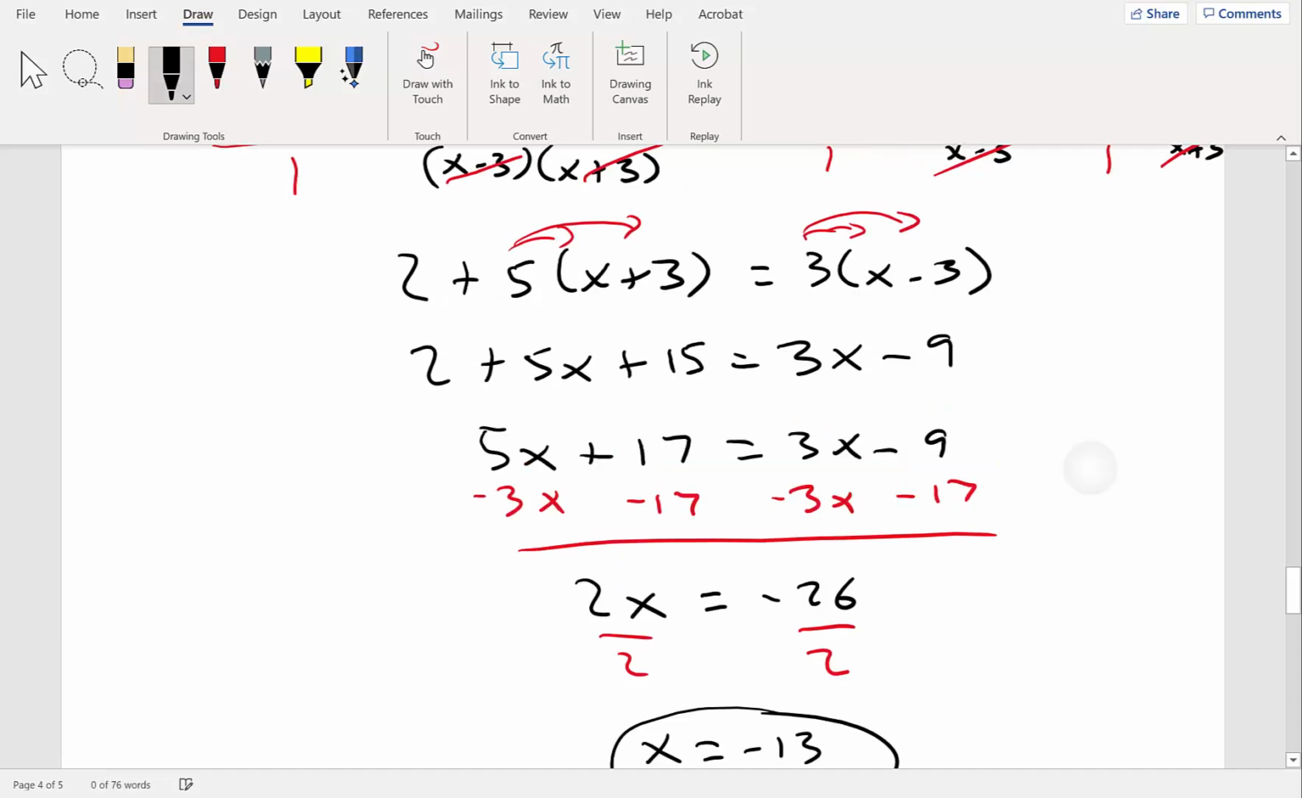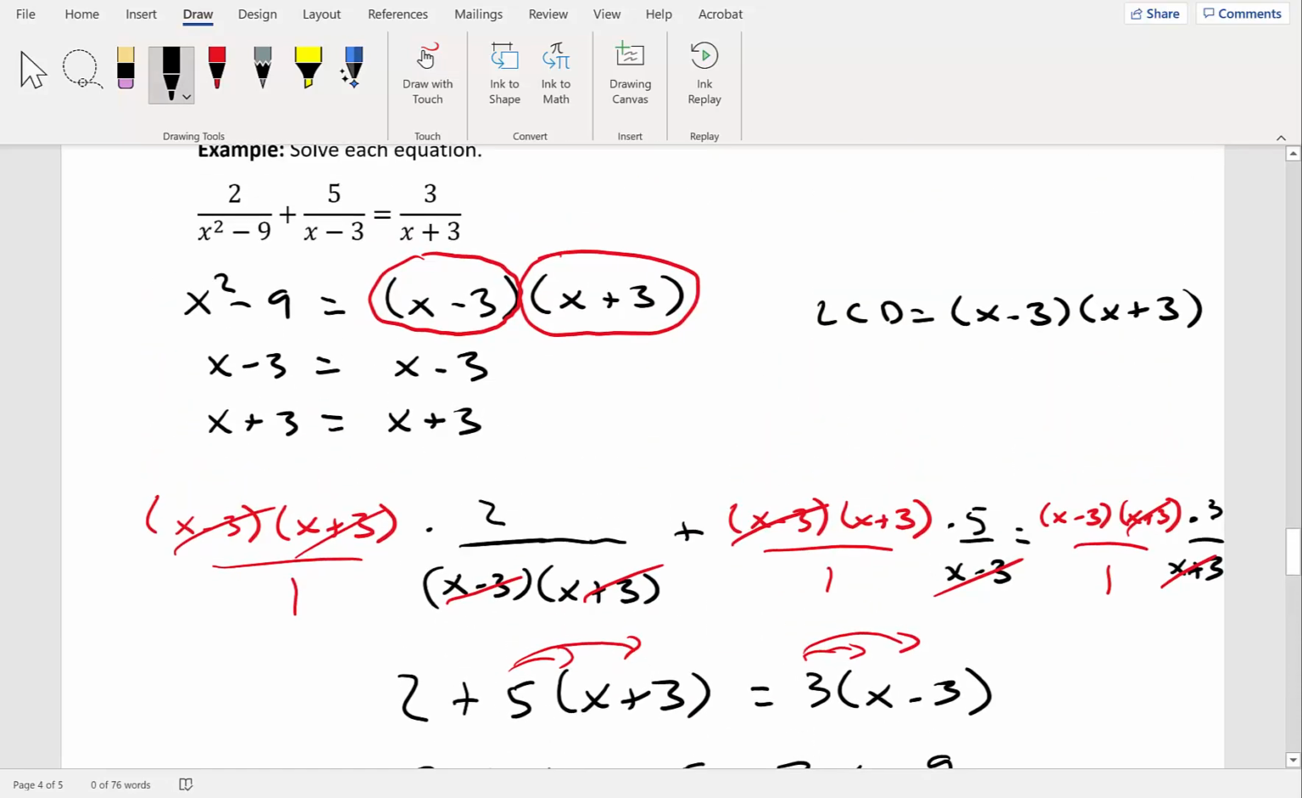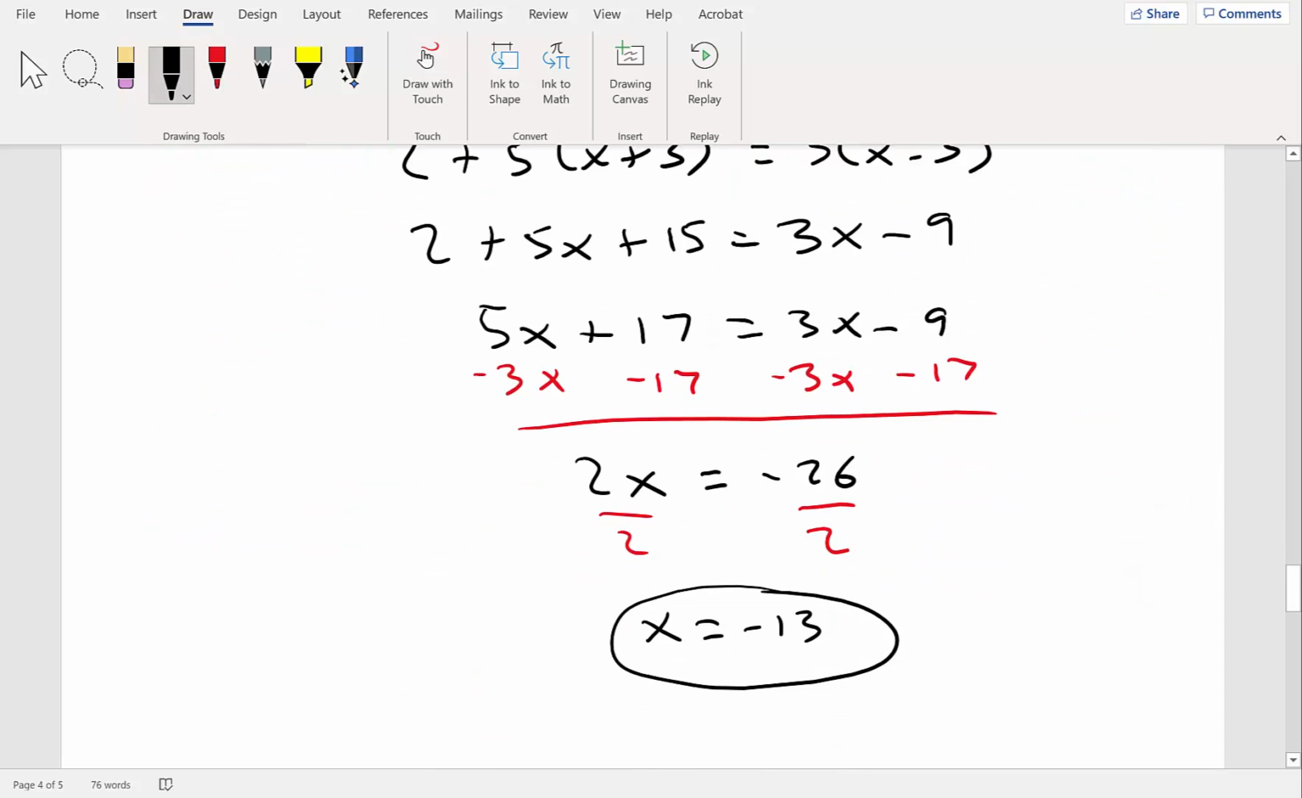Now if we check it, it should be okay. So if I plug negative 13 into this first fraction, it doesn't give me a 0. The second fraction doesn't give me a 0. And then the third fraction, it doesn't give me a 0 in the denominator either. So x equals negative 13 is okay.